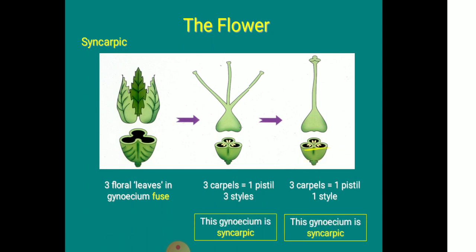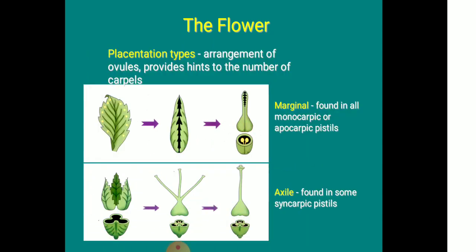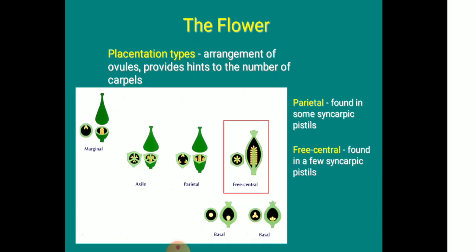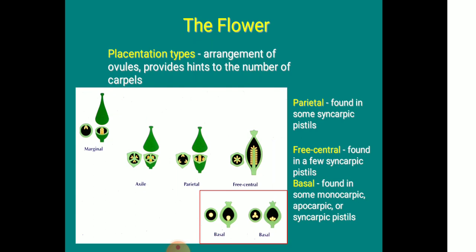will be there. So this is syncarpous and apocarpous. If the carpels are free, then it is called apocarpous. If they are fused, then it is called syncarpous. Then placentation, that's a very important thing: the arrangement of the ovules on the placenta is called placentation. There are different types of placentation: axial placentation, marginal placentation, parietal placentation, free central placentation, and basal placentation. So the first one is marginal placentation.